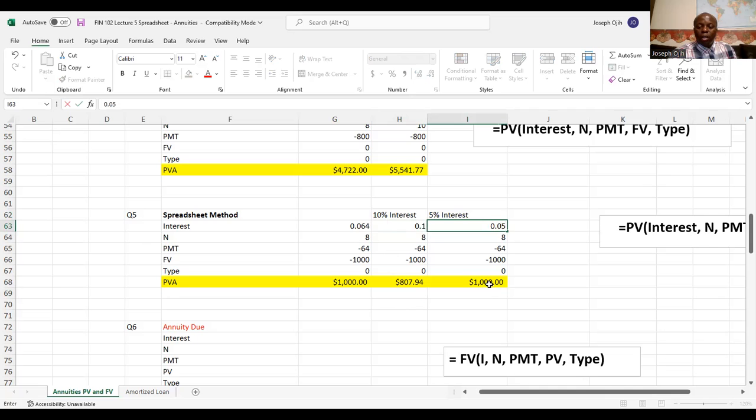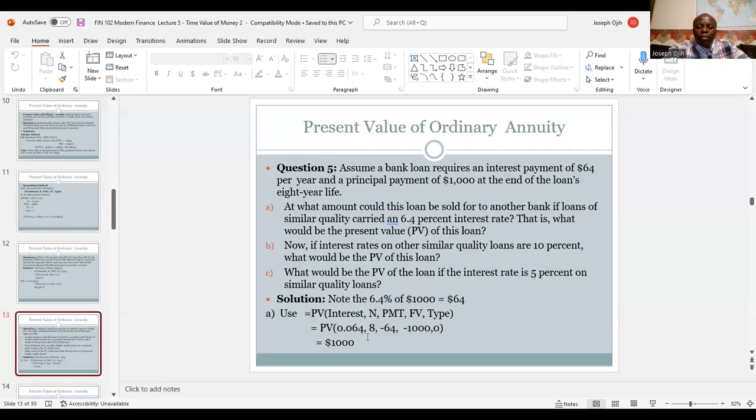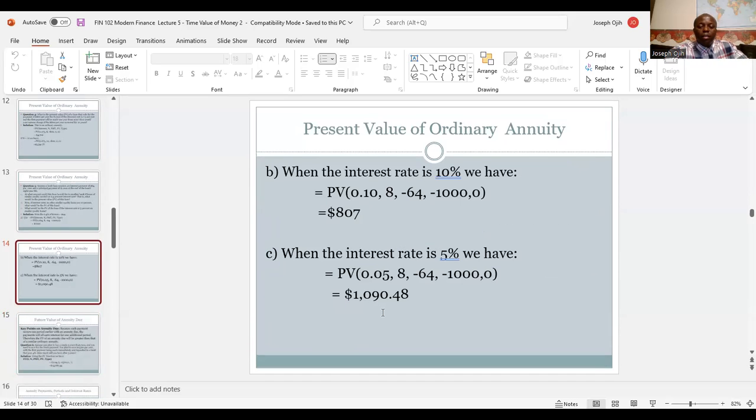And when the interest is 5%, just change it to 0.05. Watch this when I click outside: $1,090.48. So when the interest rate decreases, the present value increases. When the interest rate increases, the present value decreases. You can see all this in our presentation here and here and here.